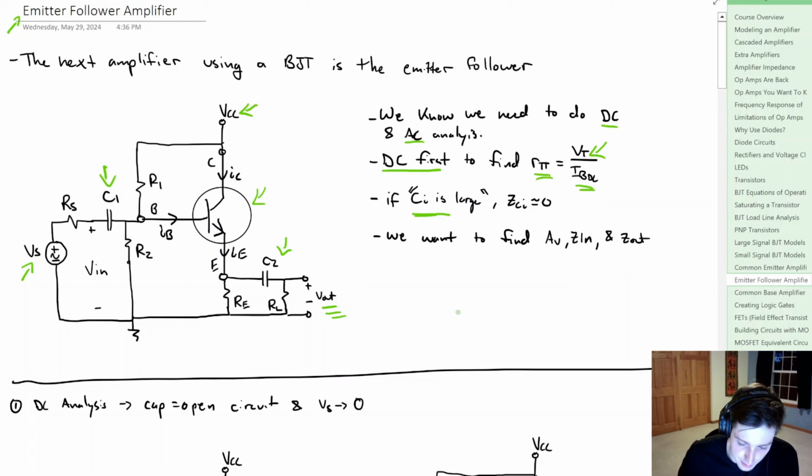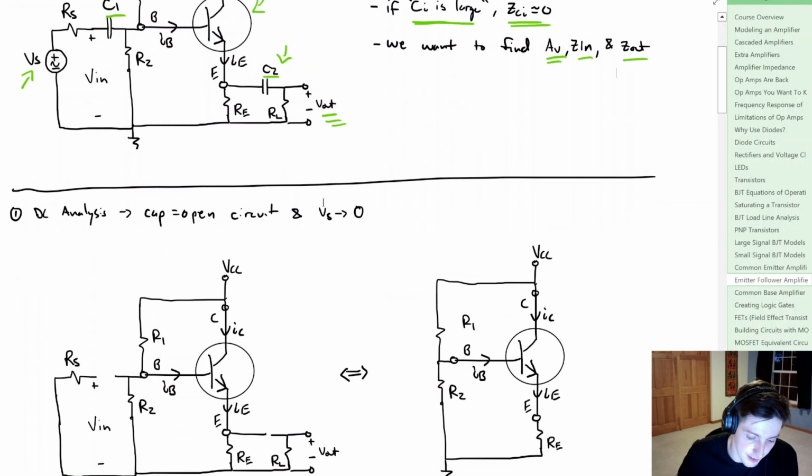Now we know that if these capacitors, C1 and C2, are relatively large values, then from what we talked about in the last video, we say that impedance is approximately equal to 0, and in the AC analysis, they'll act as short circuits. Otherwise, in the DC analysis, they'll act as open circuits. Now, generally, we're looking for some kind of voltage gain, whether it's closed loop or open loop, some kind of input impedance, and some kind of output impedance.